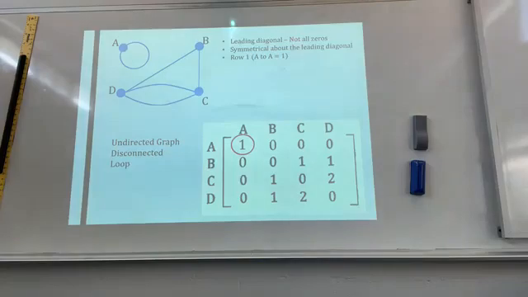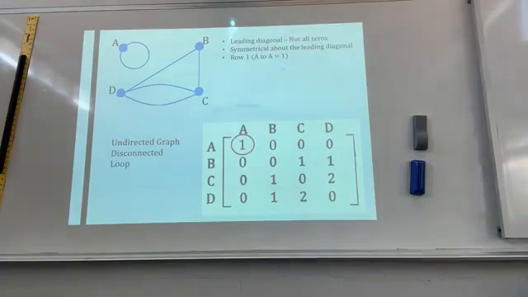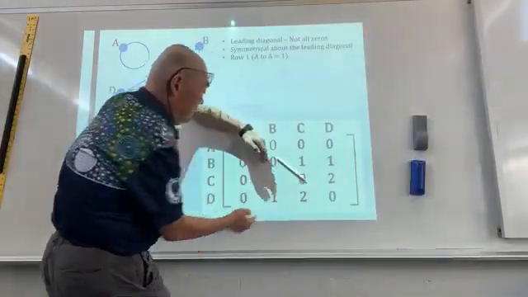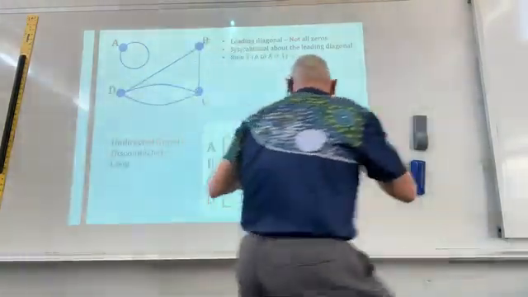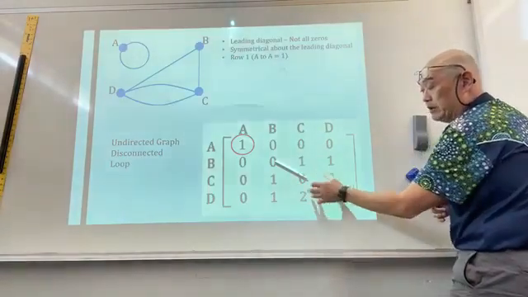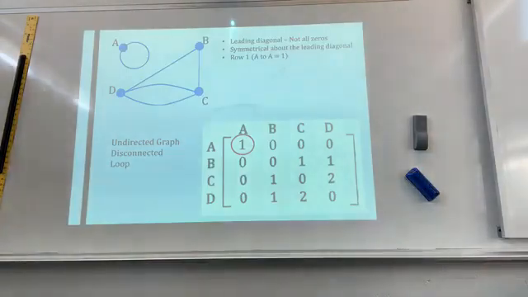So there are 3 things that you need to know from this graph. Symmetrical, because whatever way you go, you'll come back. There's no direction. So symmetrical about the leading diagonal is here. Look at the leading diagonal. If you reflect it across, 0 is the same as 0. 0, 1, 1, 0. 1 and 1, 2 and 2. Yeah? So that is what I mean by symmetrical.